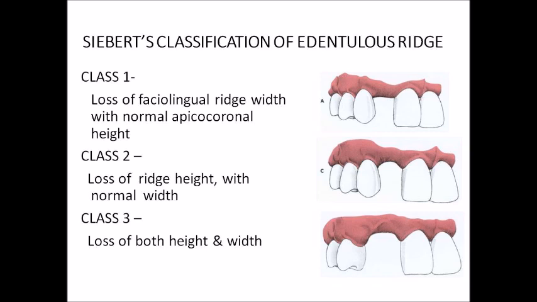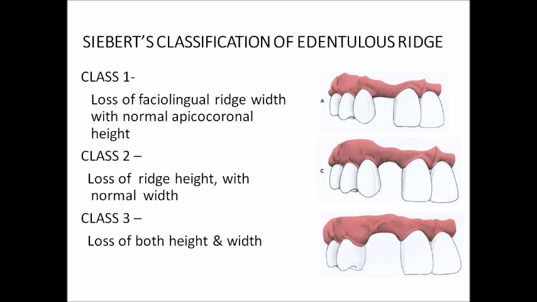These are Siebert's classification of residual ridge. In class 1, there will be a decrease in the width of the residual ridge, but the height of the ridge will be the same as that of the pre-extraction ridge. In class 2, the height will be less, but the width will be normal. In class 3, there will be a decrease in both height and width of the ridge.